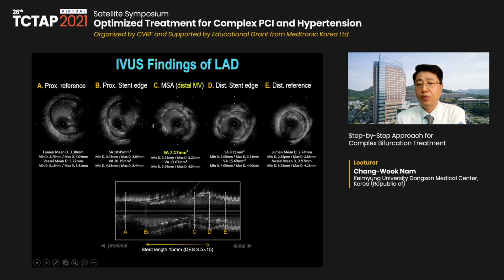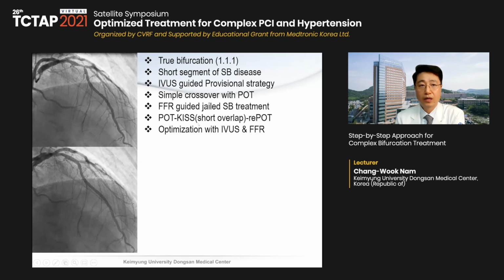And we also performed IVUS from the LAD, and the minimal stent area was located in this part of the main vessel, and the minimal stent area was more than 7, so it's quite acceptable. So angiographically and physiologically, it is a quite acceptable result. So this kind of complex bifurcation region, a 1,1,1 region with a short segment of diagonal branch, can be approached with provisional stenting by IVUS support.